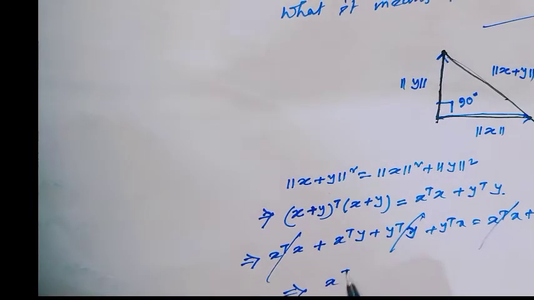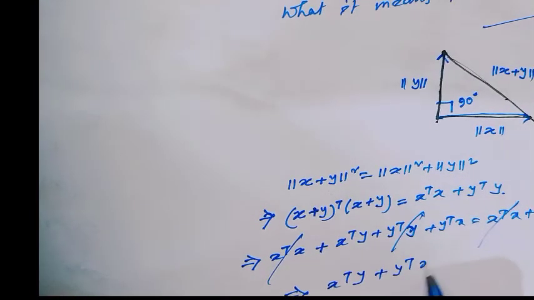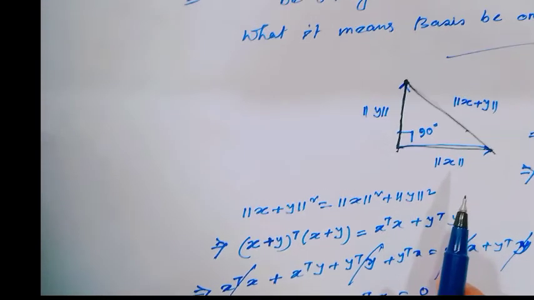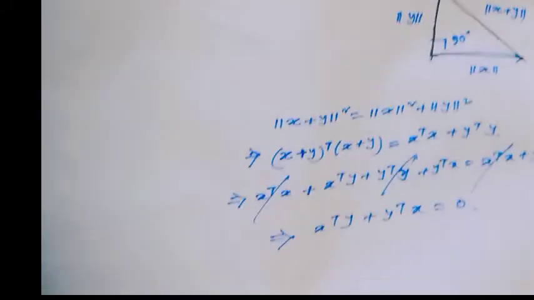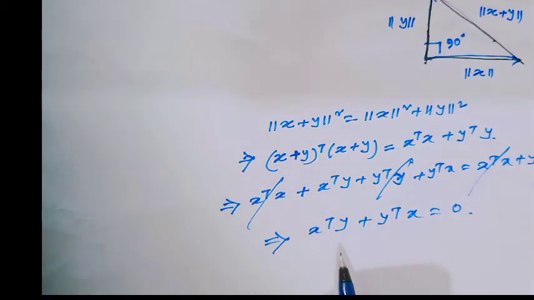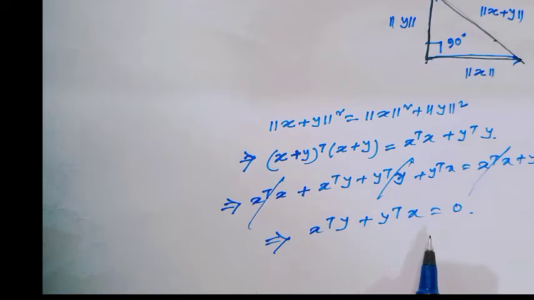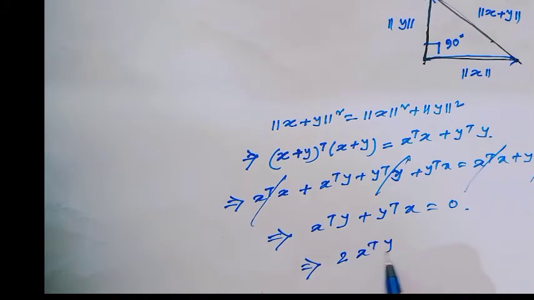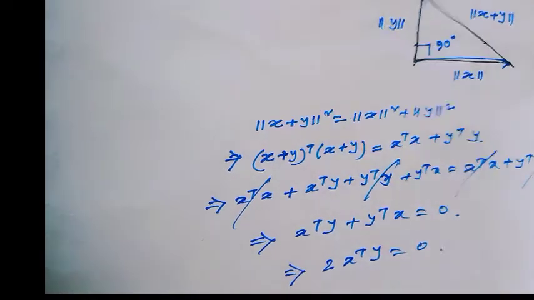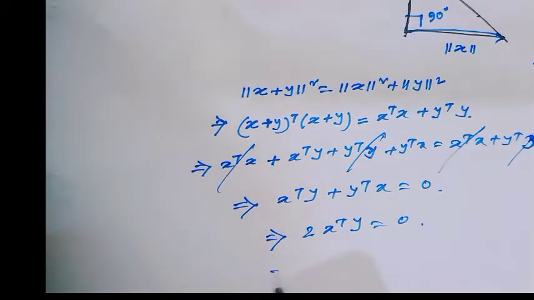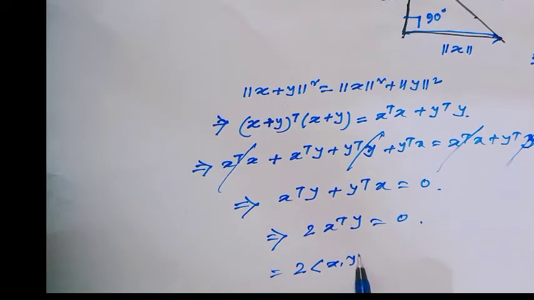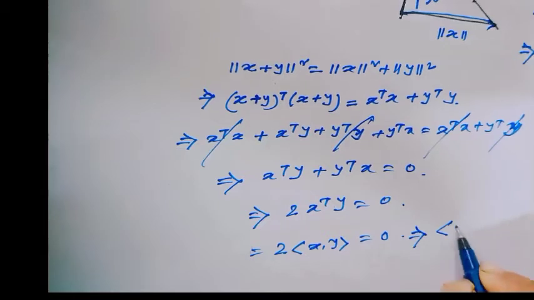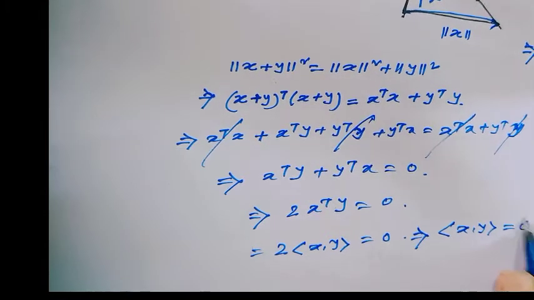Then x transpose y plus y transpose x equals 0, and this would always apply for real vectors. Obviously x transpose y and y transpose x are always the same. So this implies 2 x transpose y equals 0. That means 2 times the inner product of x with y equals 0, and from this expression we can write that the inner product of x with y equals 0.